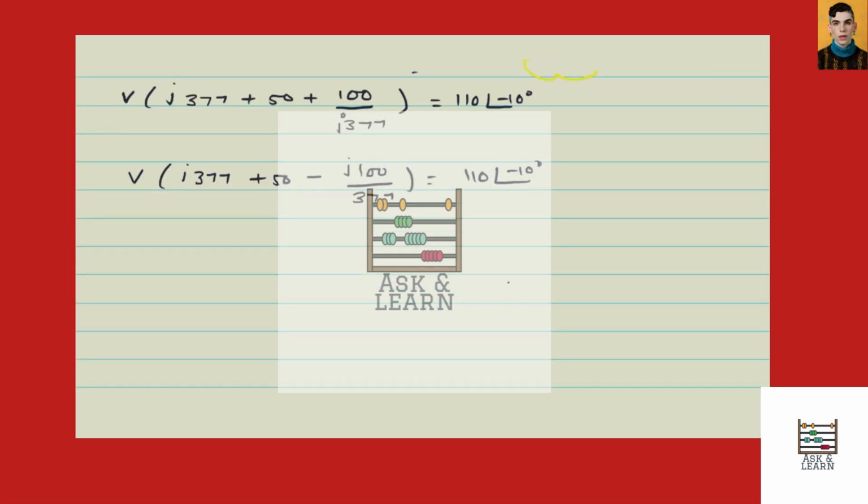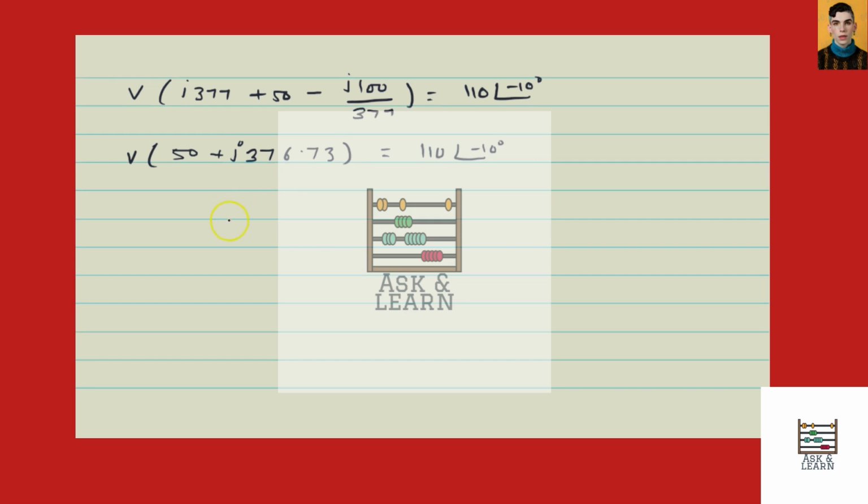Is it clear? Again, if we solve this equation, the real part is 50. By subtracting these two values, it gives plus j376.73, equal to 110 angle of −10 degrees. Now this is the complex quantity, the rectangular form, and this is the phasor form. So first we convert this into the phasor form.